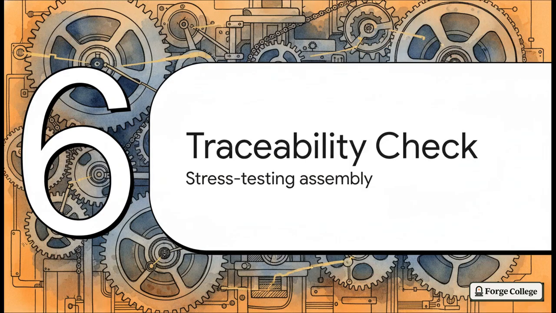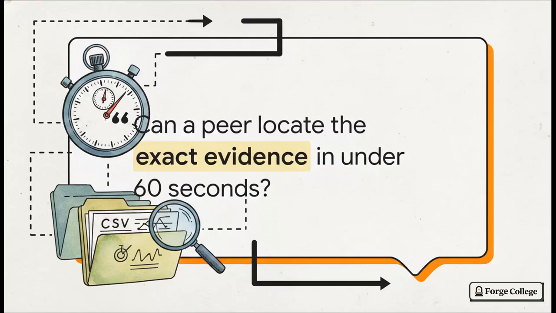Section 6. The Traceability Checkpoint. Stress testing the assembly. Okay, before your draft ever ships off to peer review, it faces our ultimate quality assurance test. I call it the 60-second challenge. You need to ask yourself, can a peer locate the exact evidence for my claim in under 60 seconds? If a reviewer has to play detective, digging through 3 nested folders just to verify a single metric, your draft fails. Your citations must be so incredibly precise that verifying them is practically instant.